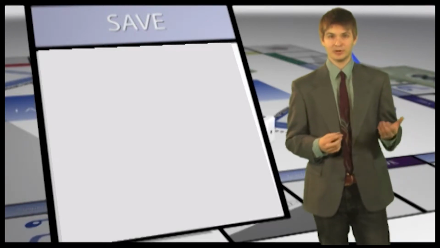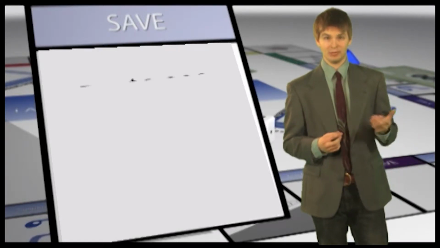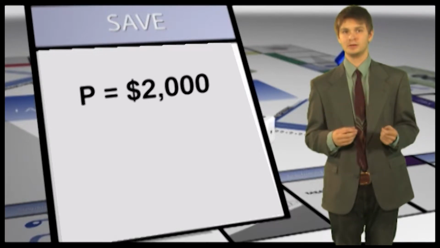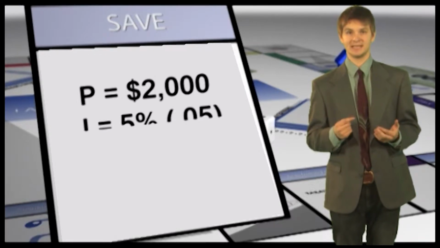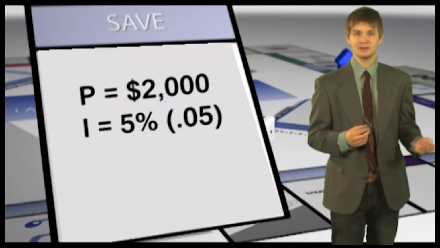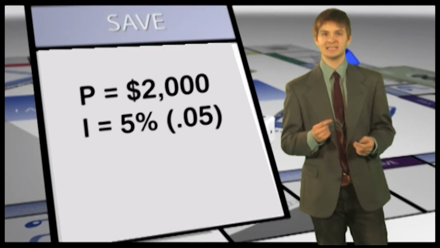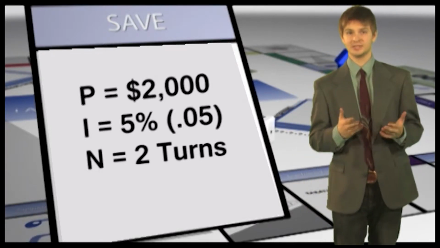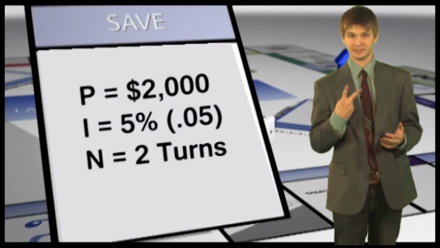So P is the original amount of the loan. Our principal, in this case, the principal or loan amount is $2,000. I is the interest rate that Maite is charging, which is 5%. As a decimal, 5% is 0.05. N is the duration of the loan, using the number of periods, which is 2 turns.